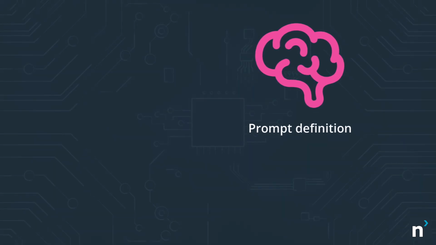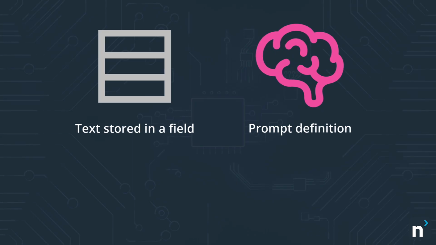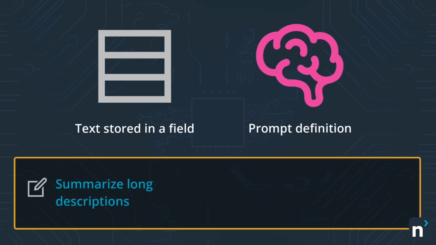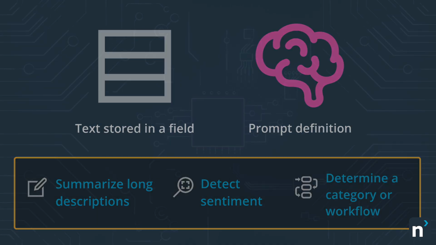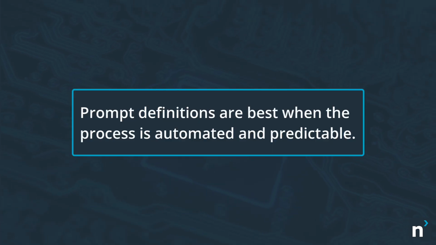Prompt definitions are also useful when you already have text stored in a field. You might summarize long descriptions, detect sentiment, or determine which category or workflow a record should follow. The key thing to remember is that prompt definitions are best when the process is automated and predictable.